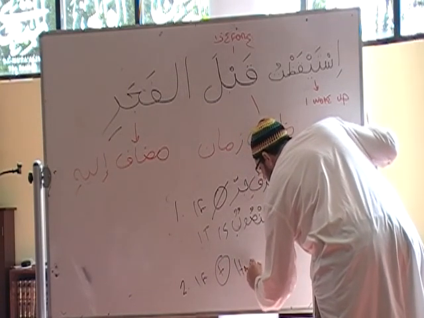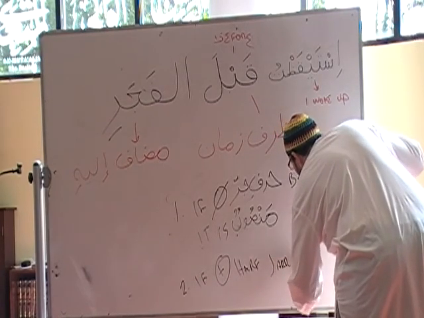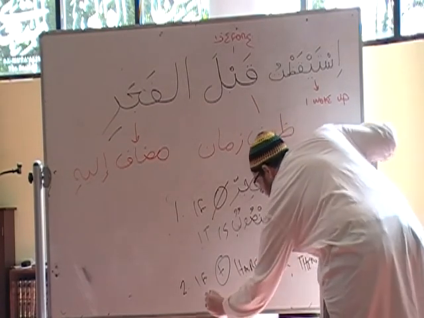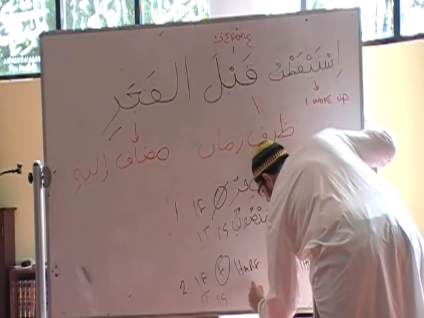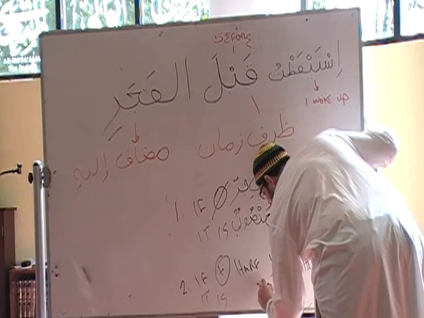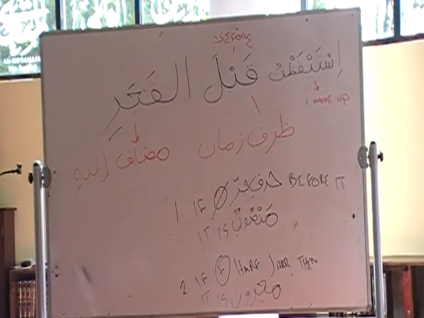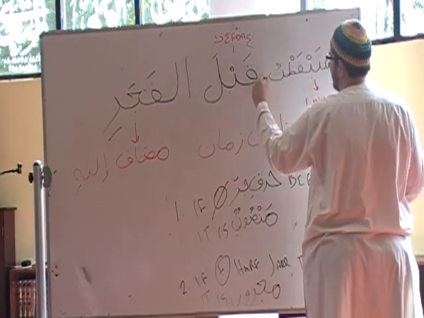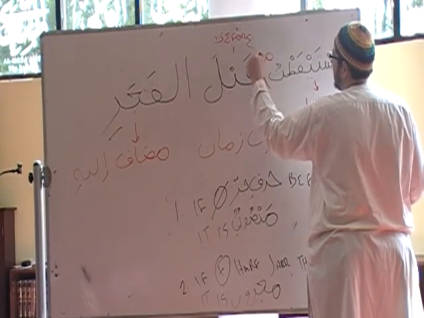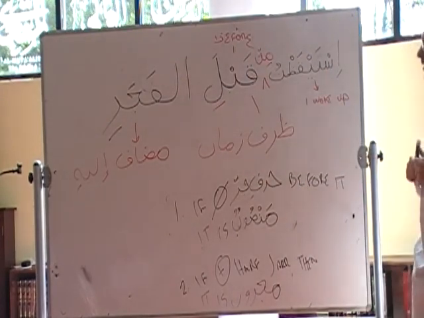So if it does have a harf jar, I'm just going to write it in English now, harf jar, then it is majroor. Okay? Majroor. It becomes jar. So istayqadtu min qablil fajr. Min, from, before. Qablil fajr. Min qablil fajr.